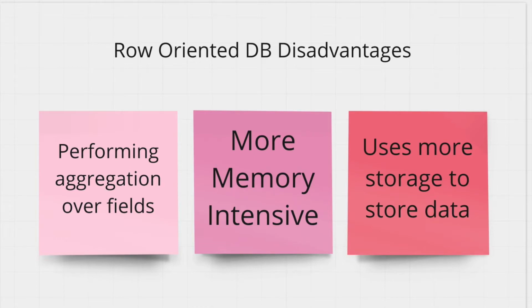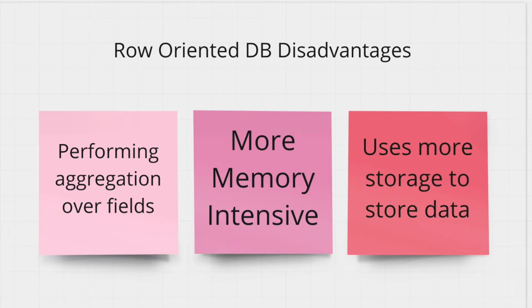How about the disadvantages that come with row-oriented databases? Performing aggregation over fields is very slow. By aggregation, I mean it can be a count, an average, a median, a mean, any of those operations you're doing on a particular column.